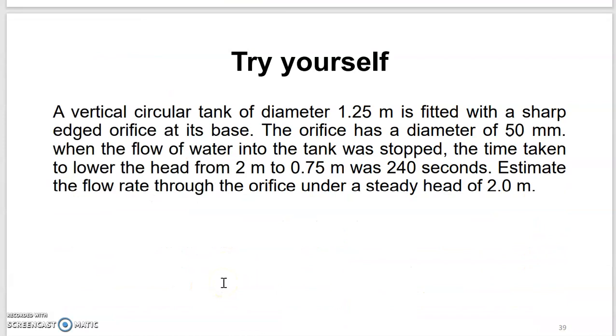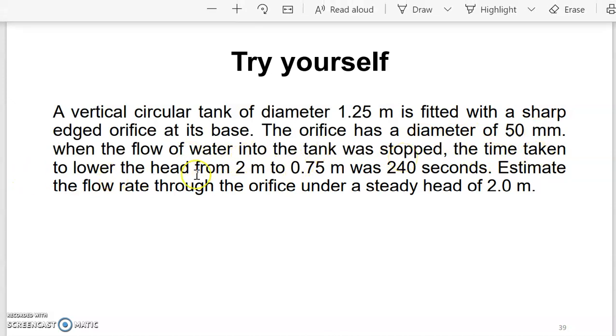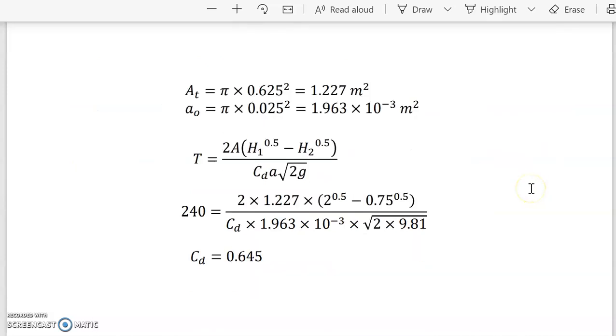So let's look into this third example. A vertical circular tank of diameter 1.25 meter is fitted with a sharp edge orifice at its base. The orifice has a diameter of 50 mm. When the flow of water into the tank was stopped, the time taken to lower the head from 2 to 0.75 meter was 240 seconds. So estimate the flow rate through the orifice under the steady head of 2 meter.